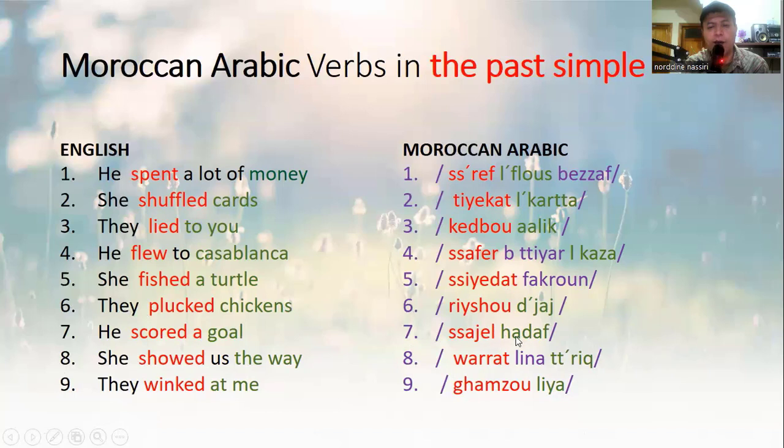Number 7. He scored a goal. سجل هدف. So to score is سجل. A goal is هدف. He scored a goal. سجل هدف.